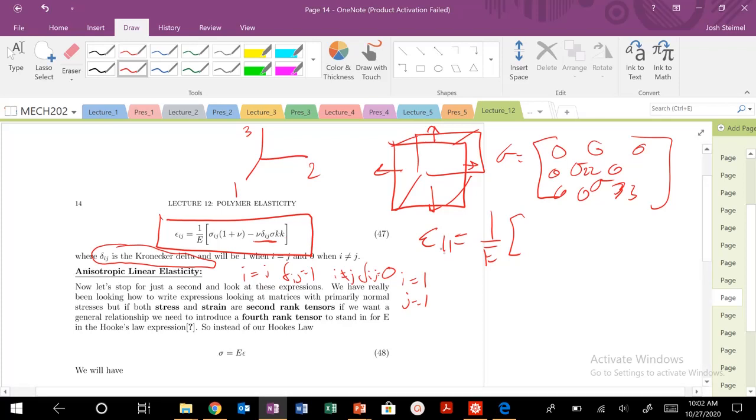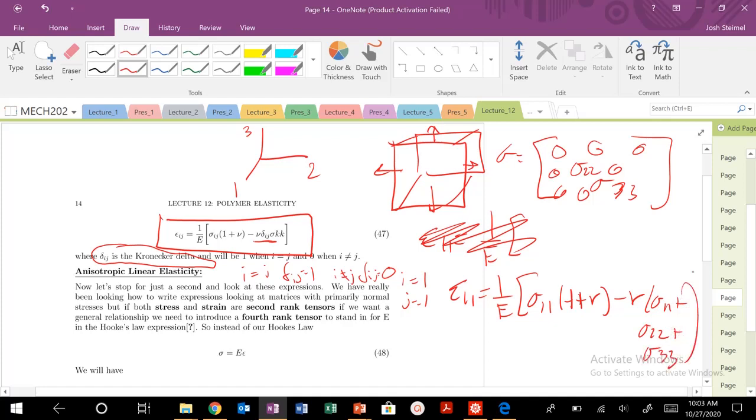I want to write out the strain in the 1, 1 direction. So epsilon 1, 1 is equal to 1 over E, and then I'm going to write out sigma 1, 1 times 1 plus nu, and that is going to be minus nu times sigma, basically sigma 1, 1 plus sigma 2, 2 plus sigma 3, 3, right here. Because this is saying iterate this variable over each of these values. So all the KKs. I have 3 dimensions, so my sigma KK values can only equal this, this, or this.